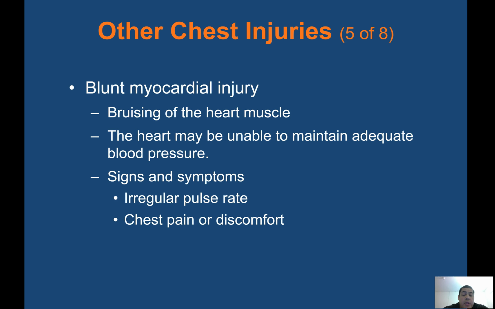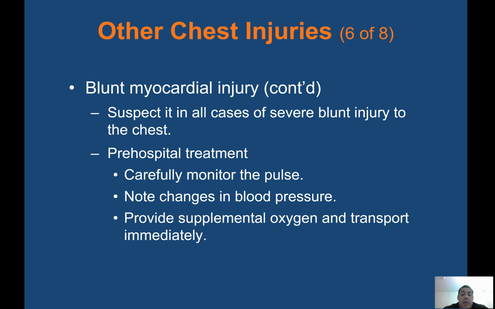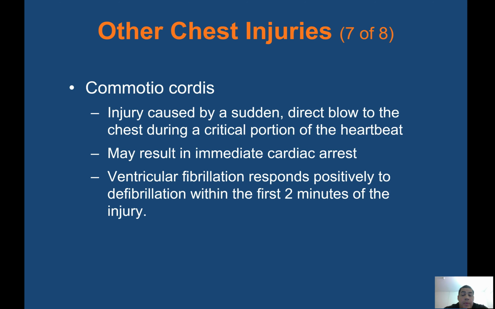Blunt myocardial injury is bruising of the heart muscle; the heart may be unable to maintain adequate blood pressure. Signs and symptoms: irregular pulse rate, chest pain or discomfort. Suspect in all cases of severe blunt injury to the chest. Pre-hospital treatment: carefully monitor the pulse. Note changes in blood pressure. Provide supplemental oxygen and transport immediately.